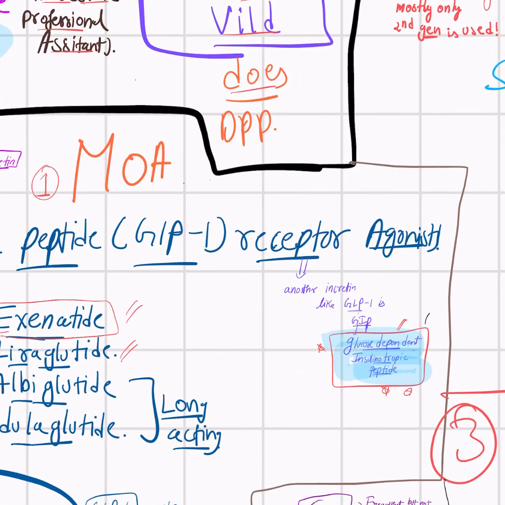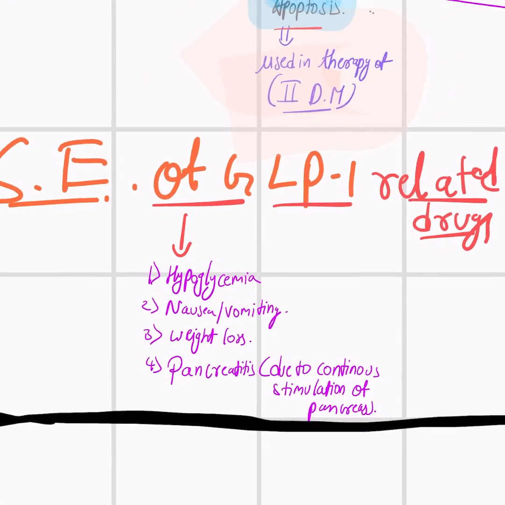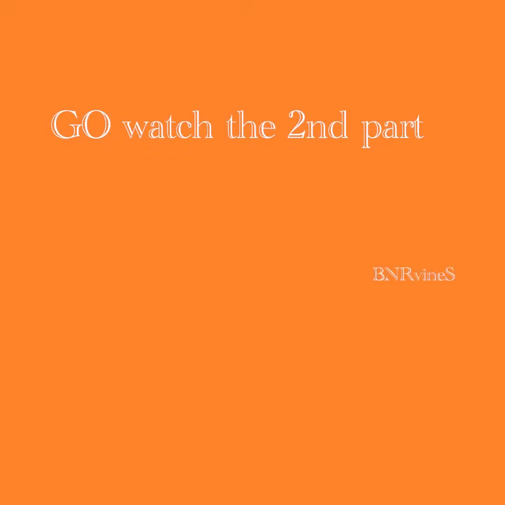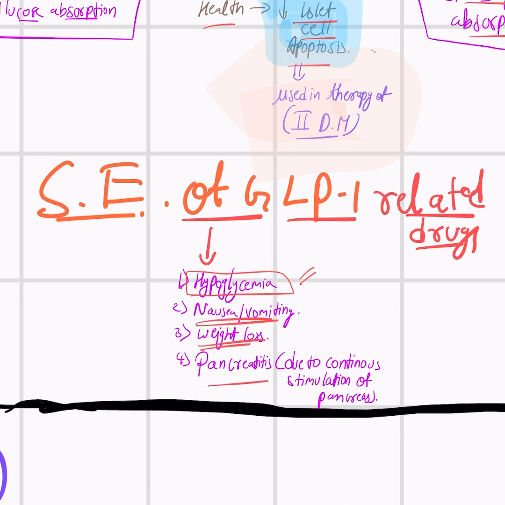Focusing on the side effects of GLP-1 related drugs, most of the drugs you can always remember except for a few of the drugs, right? They'll cause hypoglycemia. We already spoke about them, the DPP4 inhibitors, right? Most of the drugs which are given for the treatment of diabetes would cause hypoglycemia. So the first one is, this is the side effect of the GLP-1 related drugs. Then we have nausea and vomiting. Then we have weight loss. Then we have pancreatitis. Now pancreatitis is due to the continuous stimulation of the pancreas.